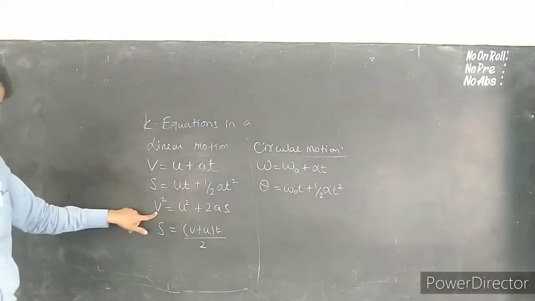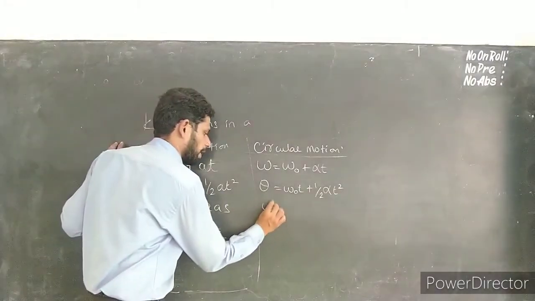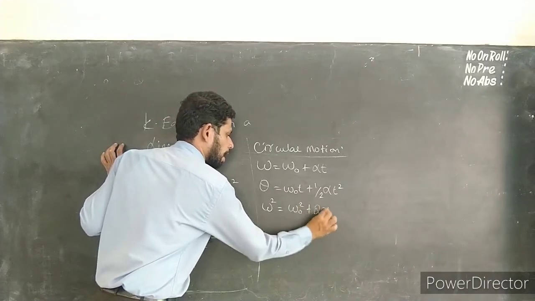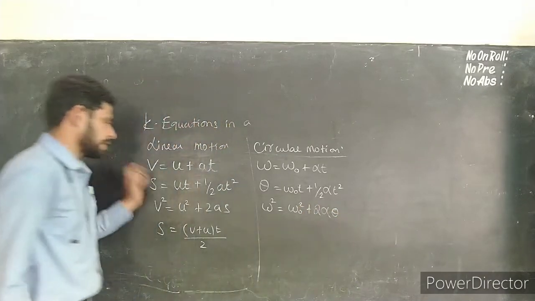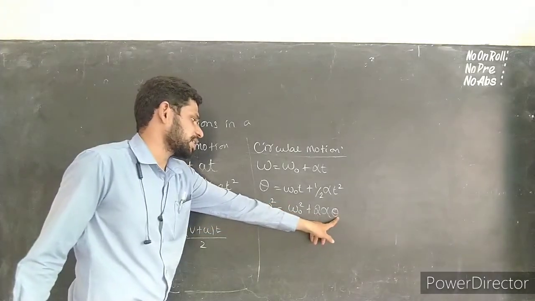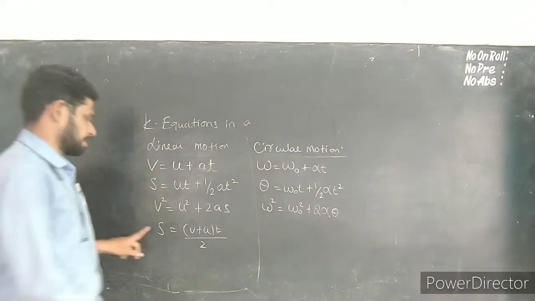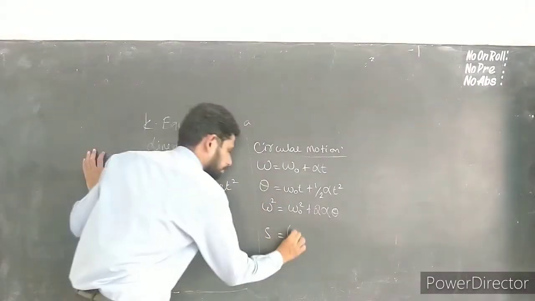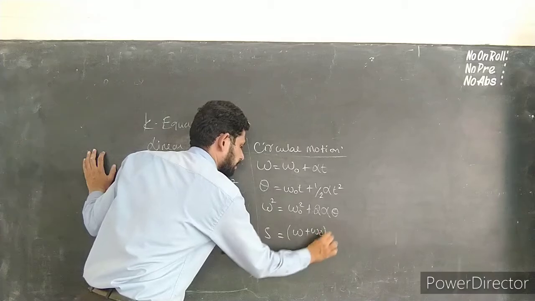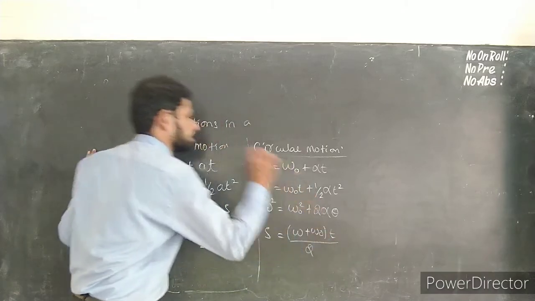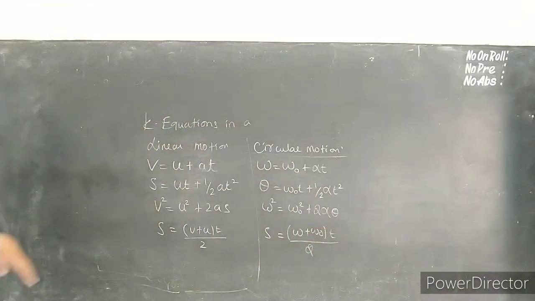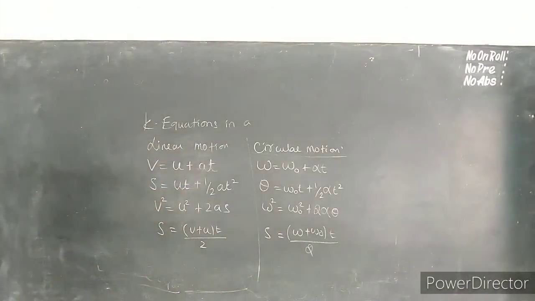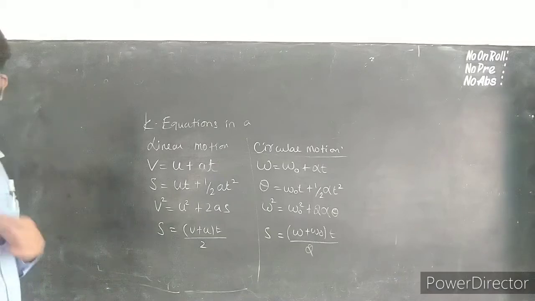Here, velocity square, so the final velocity omega square will be equal to omega naught square plus 2 alpha theta, because angular velocity, angular acceleration, angular displacement. Angular displacement when it moves in circular motion is (omega plus omega naught) t by 2. That's it. So the relation between linear motion and circular motion for the kinematic equations, you have to write this one. It's a 2-mark question. That's it.